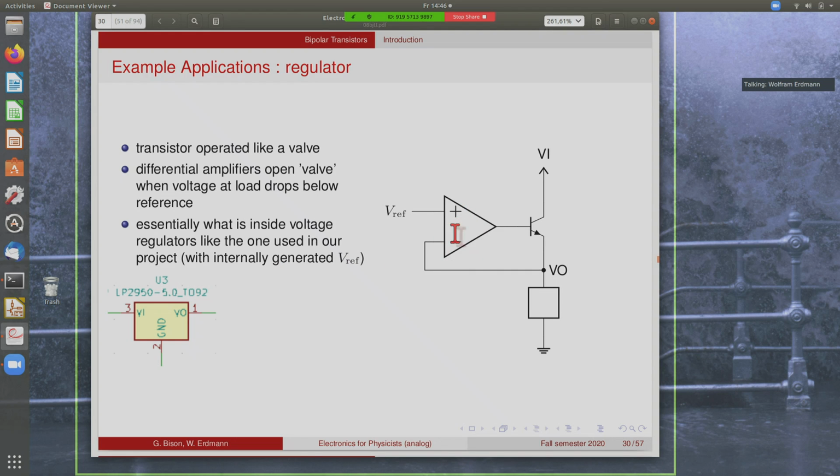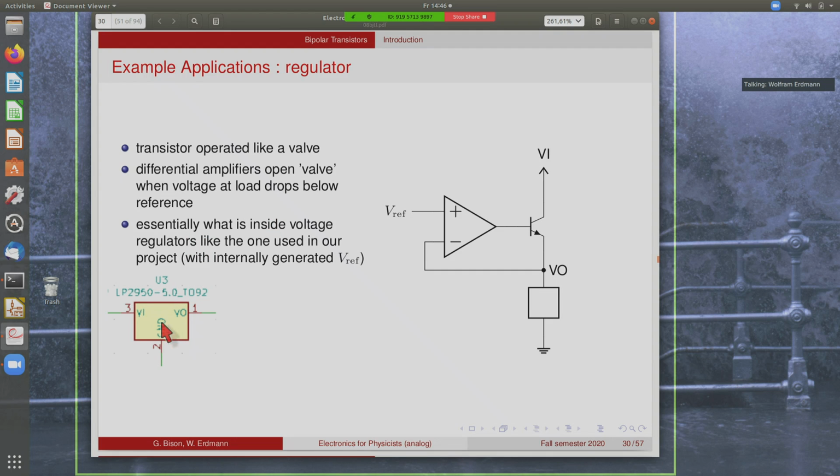It needs a differential amplifier or a difference amplifier. We'll look at these in detail later. Basically, they look at two voltages, in this case the reference voltage and the measurement, the output voltage in this case, and then create an output that is proportional to this difference. And in this way, they operate this transistor like a valve. So that means if this voltage falls too low, this amplifier opens the valve here, and more current flows through until the voltage goes back up again, and we get the desired voltage here at this node.